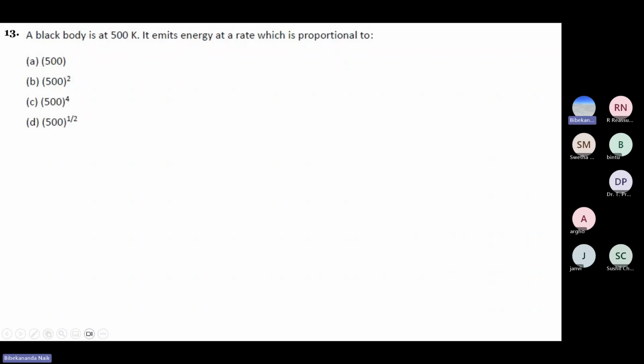It emits energy at a rate which is proportional to 500, 500 square, 500 raised to the power 4, or square root of 500, 500 raised to the power half. So which one of these will be correct? If a black body is at 500 Kelvin and it is emitting energy at a rate, that energy rate will be proportional to which one?